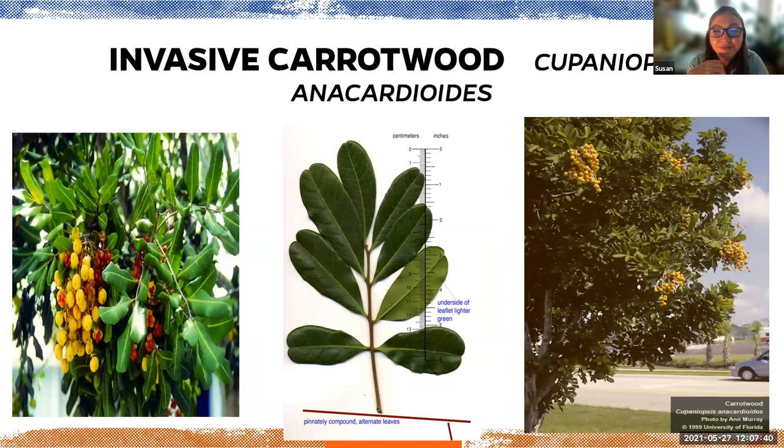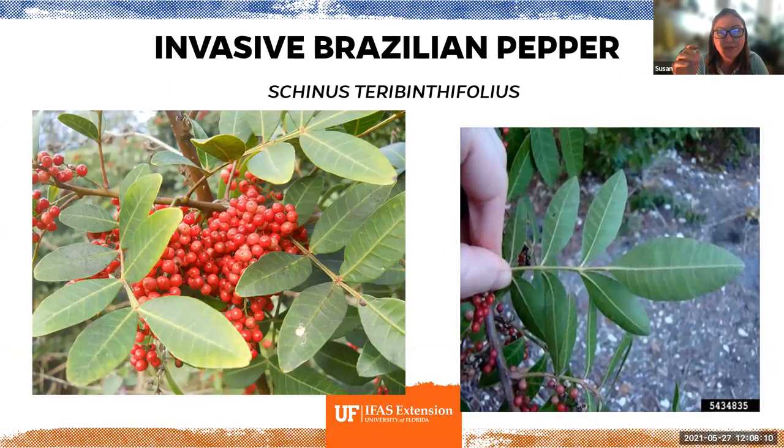Invasive carrotwood is another really bad invasive species. This is on par with Brazilian pepper as being one of the most invasive trees that we have to contend with. So learn to recognize that leaf if you see that start to come up. It likes to come up in other shrubs, like up through the middle of another hedge. It'll poke up its little leaves, letting you know that it's there. But as soon as you see it, get it out of there. It's really, really bad. The same with this one. Learn to recognize that leaf.